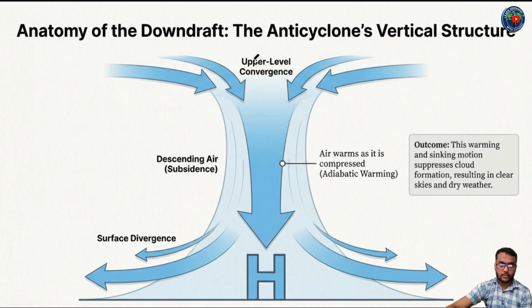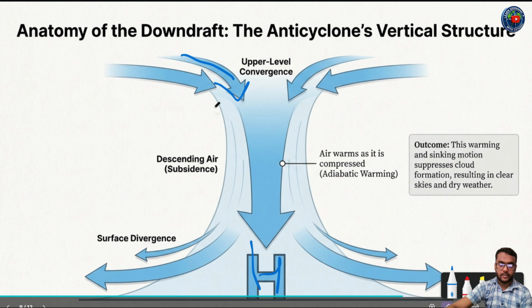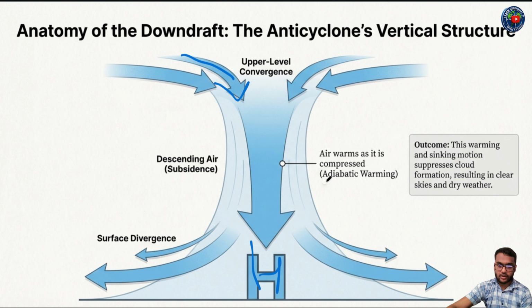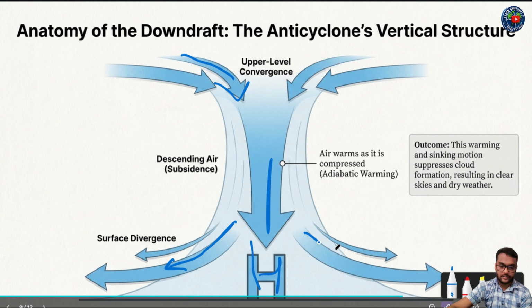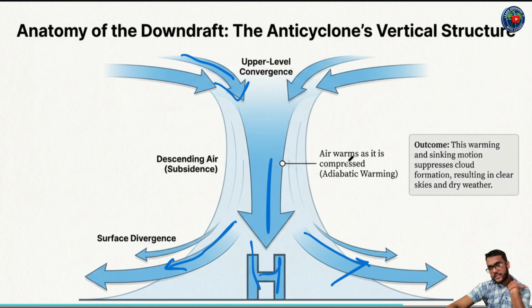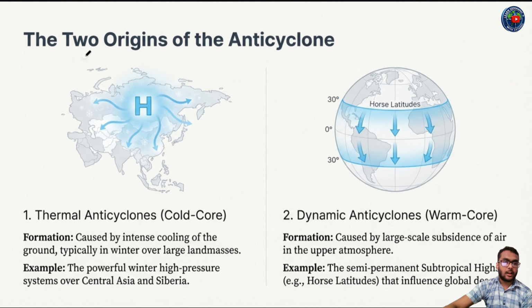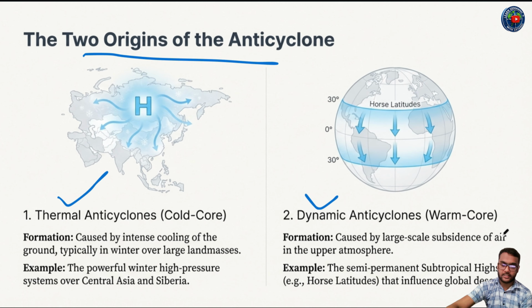This is the anatomy of anticyclones, the vertical structure. Upper level convergence: this is the high pressure center, and this is the convergence portion. Descending air warms as it compresses, adiabatic warming, and then surface divergence. This is the surface divergence. This is the anticyclone. Outcome: this warming and sinking motion suppresses cloud formation, resulting in clear skies and dry weather. The two origins of anticyclones are thermal anticyclones, cold core, and dynamic anticyclones, warm core.